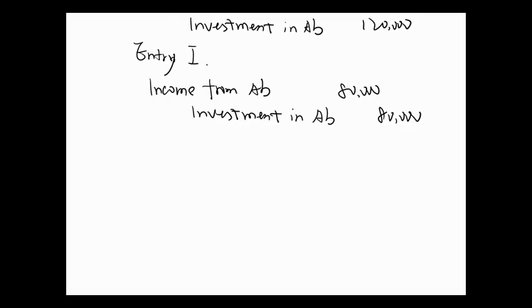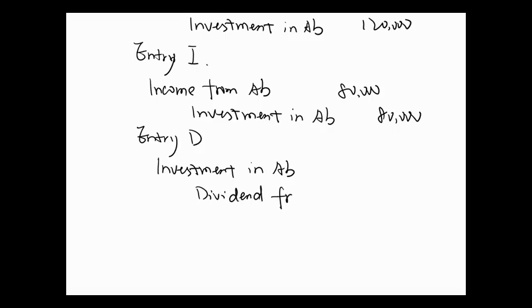Okay, next one is entry D. We use entry D to eliminate the dividend paid from Epsilon to Chapman. So now we debit investment in Epsilon and credit dividend from Epsilon, 10,000.